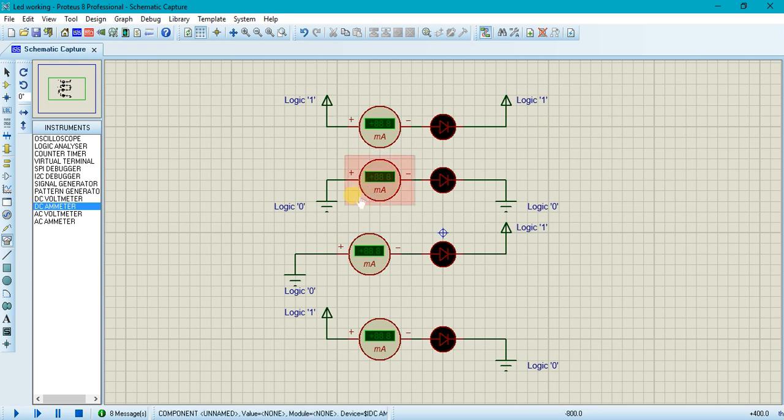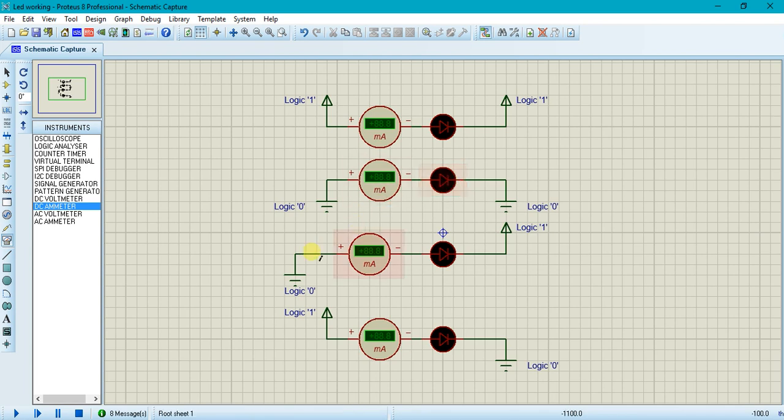The second case is here, where ground, or logic 0, is connected to the LED's anode, and on the LED's cathode again ground is connected, that is logic 0. So on both anode and cathode we have logic 0 connected, due to which again the potential difference is 0 minus 0, that is 0 volts. There is no flow of current and the LED remains in the off state.